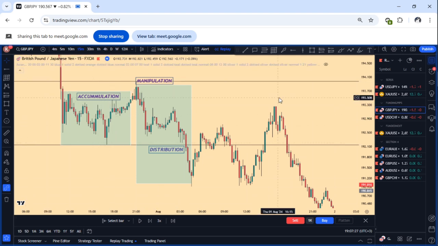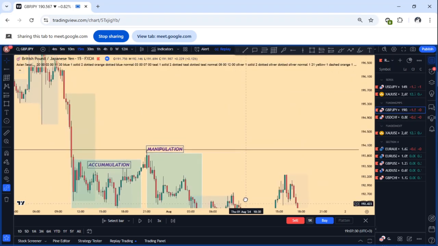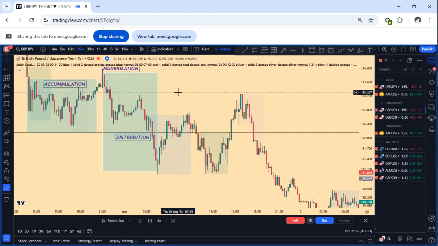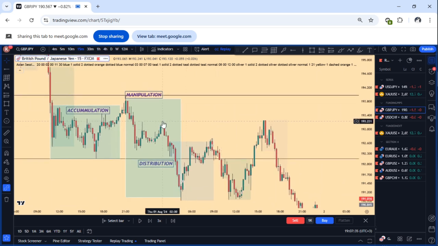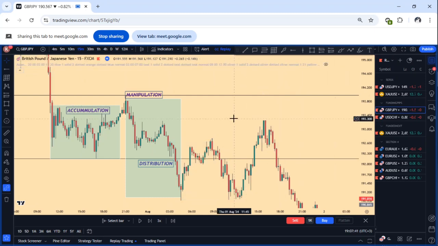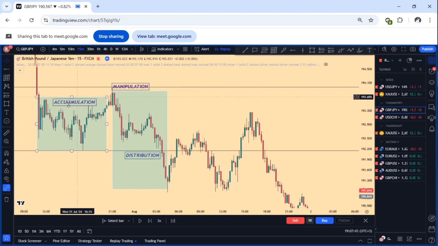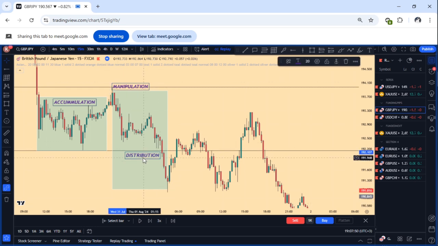So if you introduce the session range liquidity, session range, there was not much movement here in this session, so there was no session liquidity being taken. So basically it is accumulation. We manipulate people on the upside and then we take them down. Distribution. This is the 2017 ICT model.